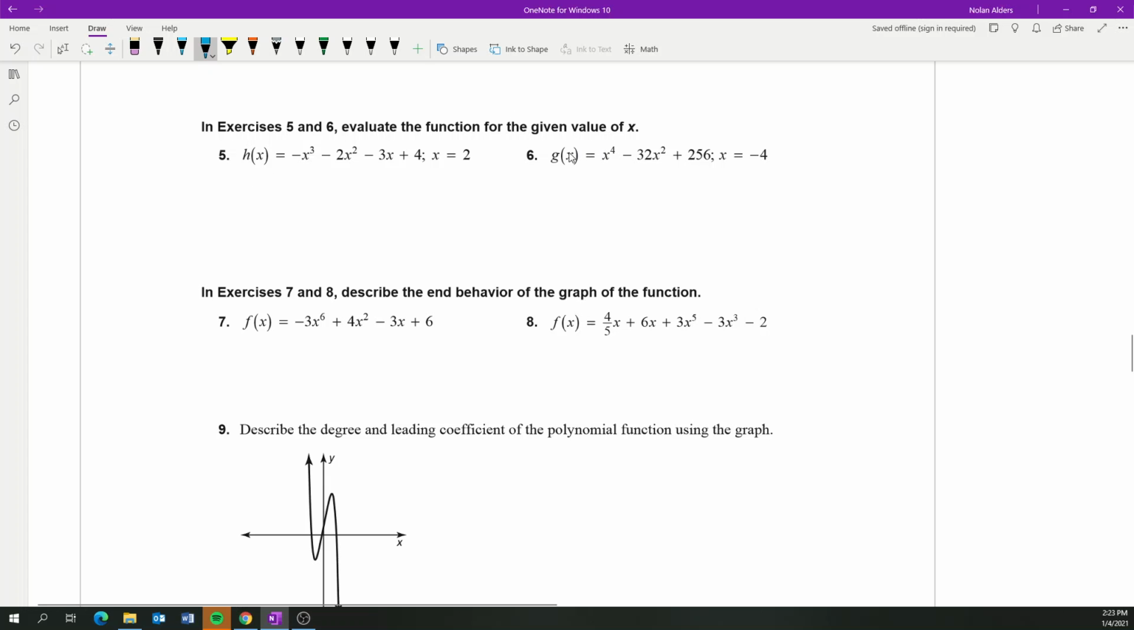For numbers 5 and 6 here, evaluate the function for the given value. This is very simple, guys. You're just going to take the number that they give you, in this case 2 for x, and you're just going to substitute that in for x and evaluate. Let's work number 6. People always complain, they always work the easiest one, so let's go with number 6 and we'll just solve this one out. So we're going to take negative 4 and we're going to substitute it in for x. So we're going to have negative 4 to the 4th.